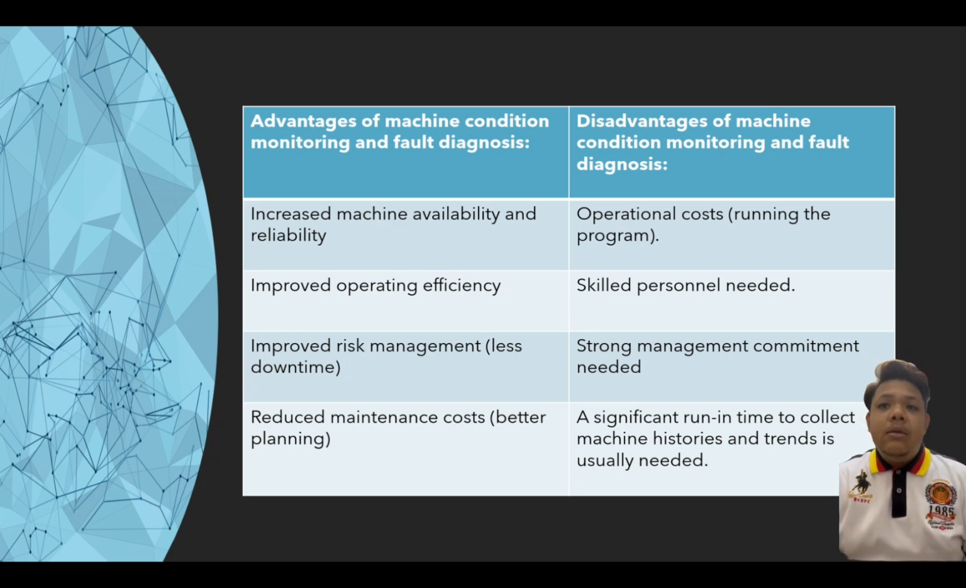Next, the disadvantages that we can get from machine condition monitoring and fault diagnosis. Firstly is the operational cost. Implementing and running a comprehensive machine condition monitoring program can involve expenses related to acquiring monitoring equipment, software and maintenance. Additionally, there may be ongoing costs associated with data collection, analysis and reporting.